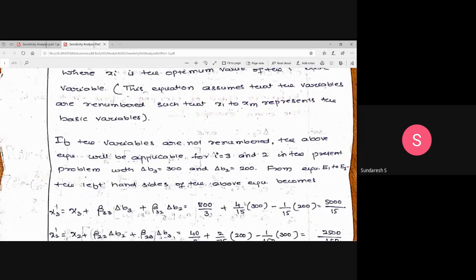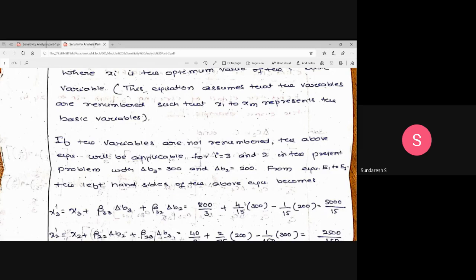So if the variables are not renumbered, the above equation will be applicable for i equal to 3 and i equal to 2. We have not renumbered the variables here; they have been kept as they originally were. So for this problem, the values are i equal to 3 and i equal to 2, with delta B3 equal to 300 and delta B2 equal to 200.